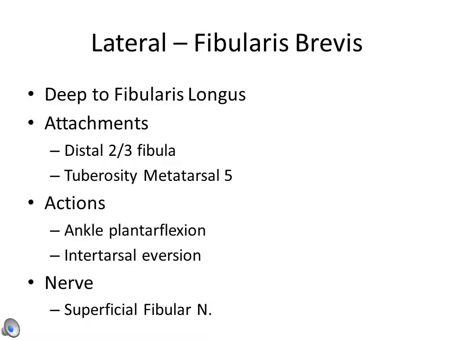The second muscle in the lateral compartment is the fibularis brevis. Fibularis brevis lies deep to fibularis longus. Its proximal attachment is the distal 2/3 of the fibula. Its distal attachment is the tuberosity of the fifth metatarsal. Fibularis brevis performs ankle plantar flexion and intertarsal eversion. The innervation of fibularis brevis is the superficial fibular nerve.